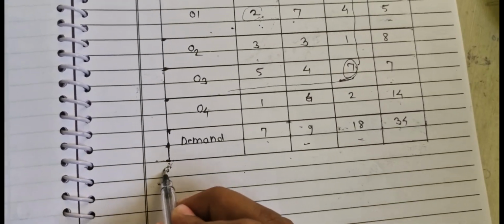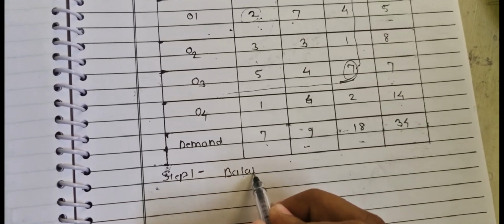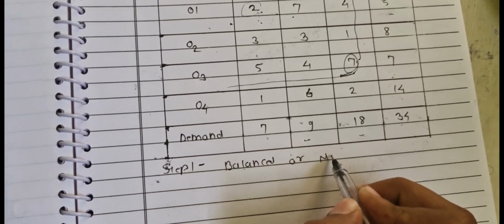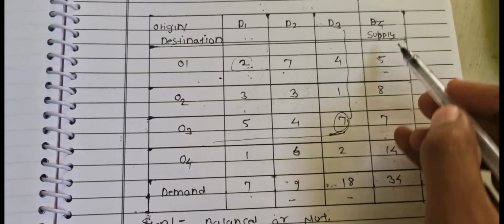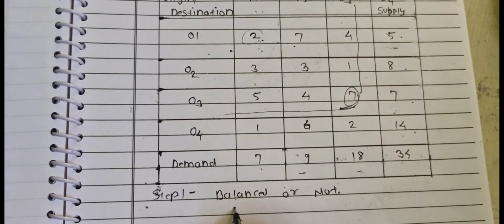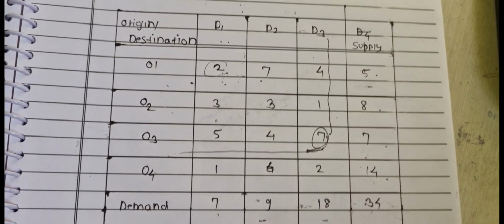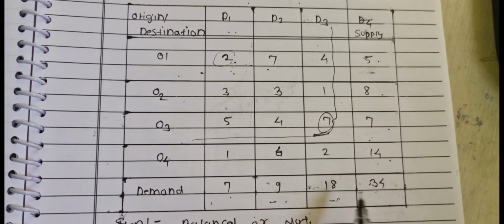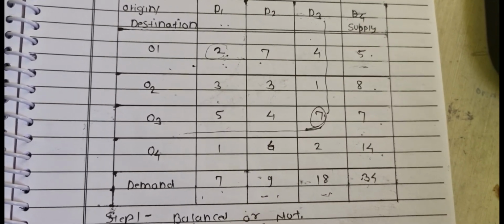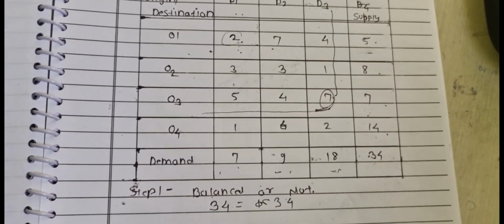The first step is to check whether the table is balanced or not. How will we check this? For that we have to check whether supply is equal to demand. To check the balance, we add 5, 8, 7 and 14, which is equal to 7, 9, 18. So 5, 8, 7, 14 is equal to 34, and 7, 9, 18 is equal to 34. Both the RHS and LHS values are the same, which means the table is balanced.